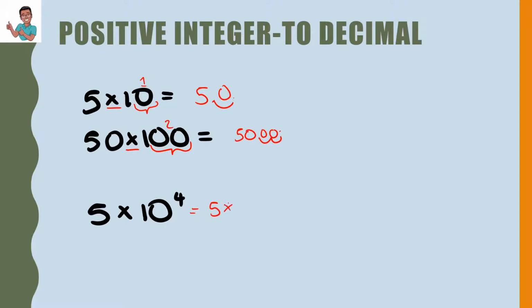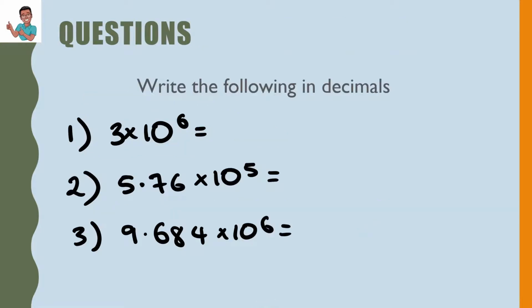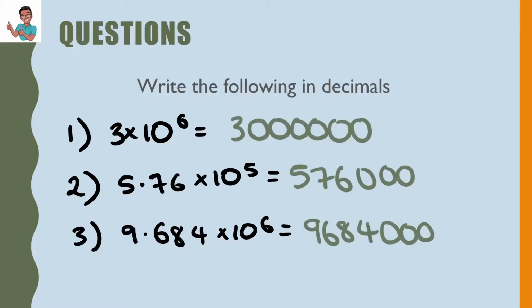Based on that, let's do this. We know that we can write this as 5 times 10,000. So, we will shift the 5 to the left 4 times. So we'll write 5, a decimal point, shift 4 times: 1, 2, 3, 4. Our answer is 50,000. Okay, I'd like you to write the following in decimal. Press pause and have a go. When you're ready, press play. Here are the answers.